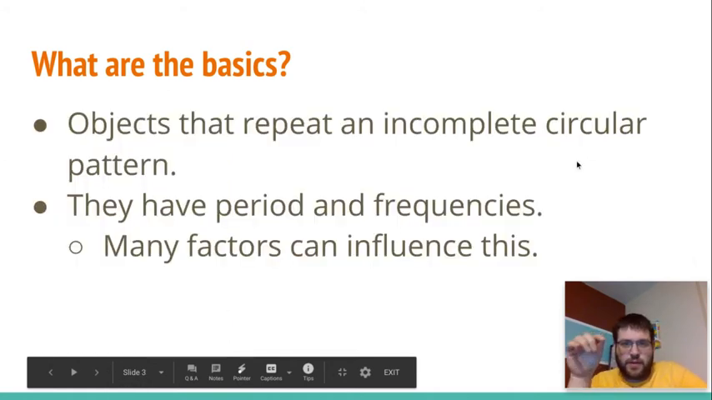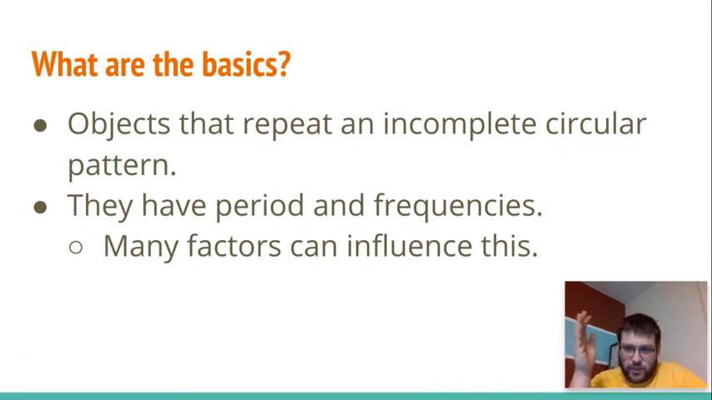They're objects that repeat, and they repeat in an incomplete circular pattern. So, for example, a Ferris wheel does a full rotation. That would not be simple harmonic motion. But the dragon ride at the park where you swing back and forth, the pirate ship one, yes, that would be an example of simple harmonic motion. So the question is, are you doing a full rotation or are you doing partial ones?